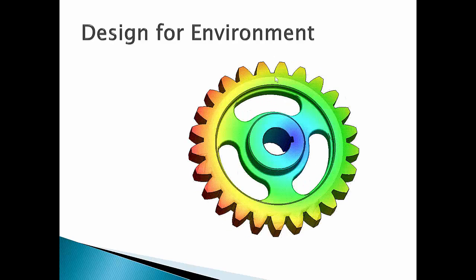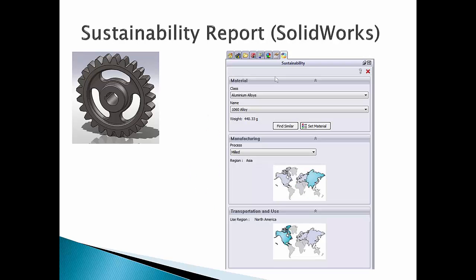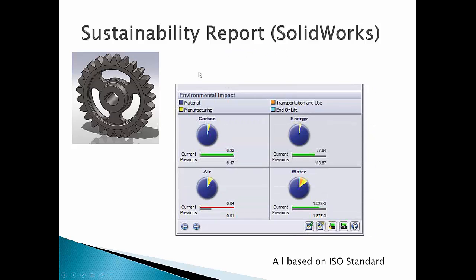So once you've done all that, there's an additional tab in SolidWorks. And what you do is you click on this sustainability tab. You select what material this is. So in this case, it's aluminum, and what the alloy is. You select what the manufacturing process is. And this is saying this is going to be milled, where it's going to be made. I've picked Asia, where it's coming to North America. And it runs this through the sustainability software, this inventory analysis, and it gives you the environmental impacts.